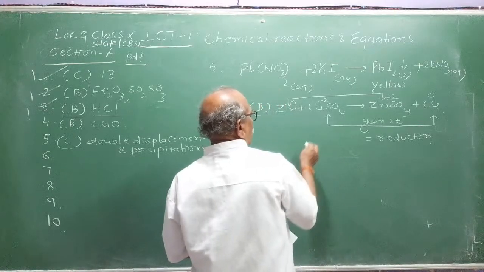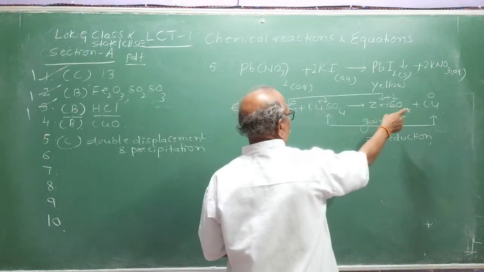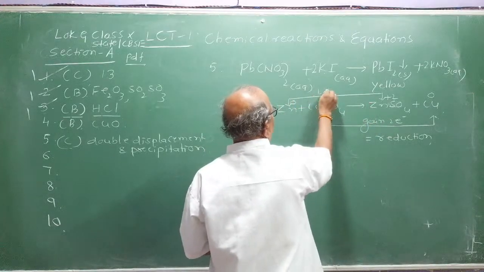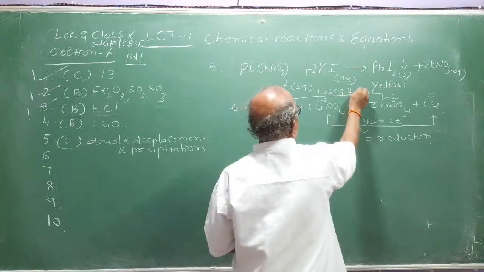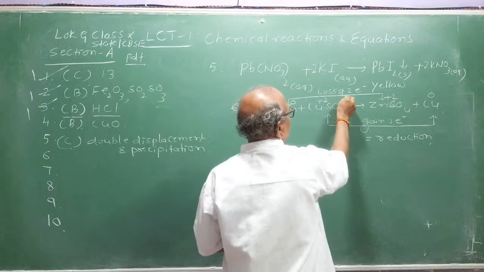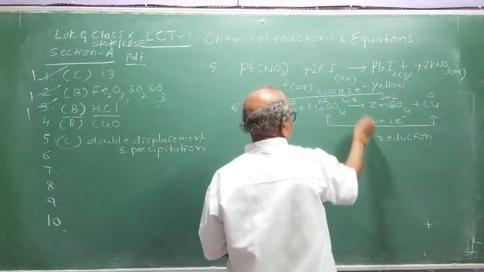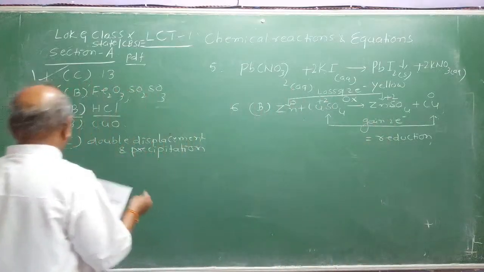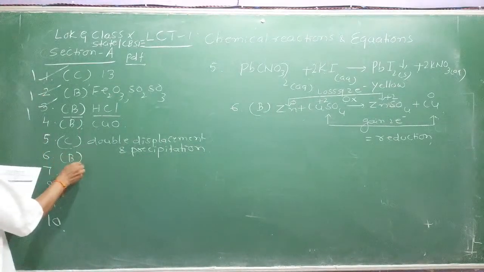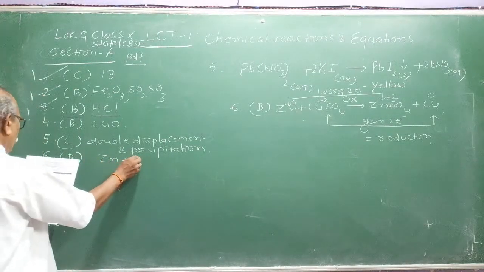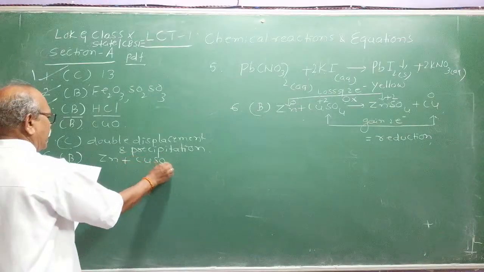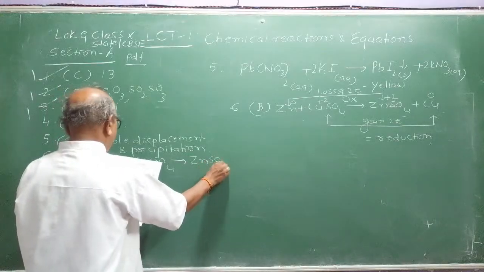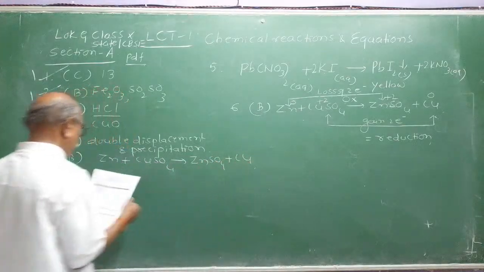Are you getting me? And Cu +2 is converted to copper. It involves gain of electrons. Zn is converted to Zn +2, which is loss of 2 electrons. Therefore, it is oxidation. Therefore, it is a redox reaction as well as a displacement reaction. Therefore, the correct answer is B, that is Zn. Write both the serial number and the answer, then I can give you 1 mark. You get zinc sulfate plus copper.